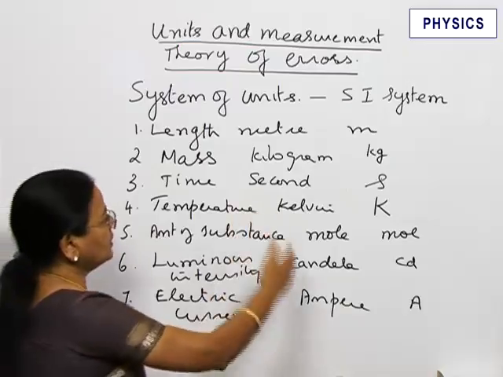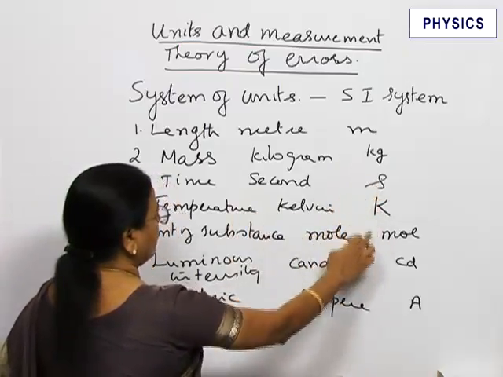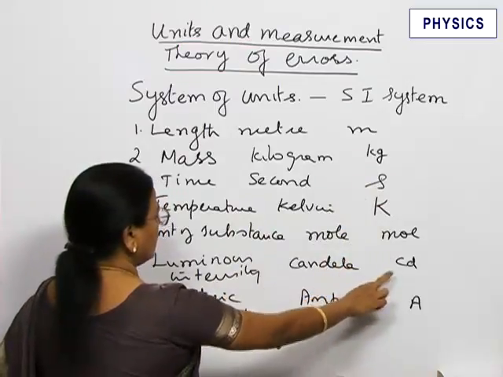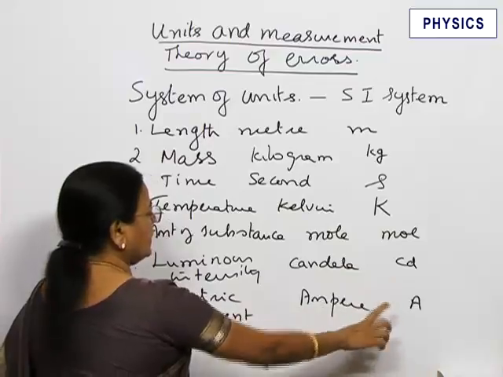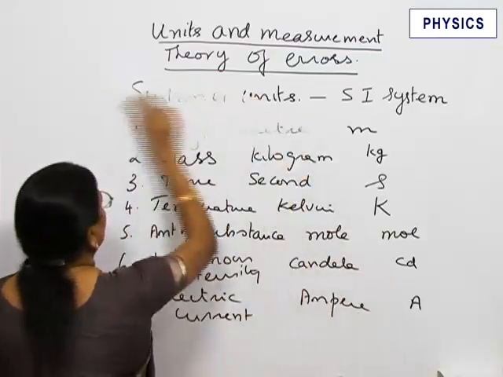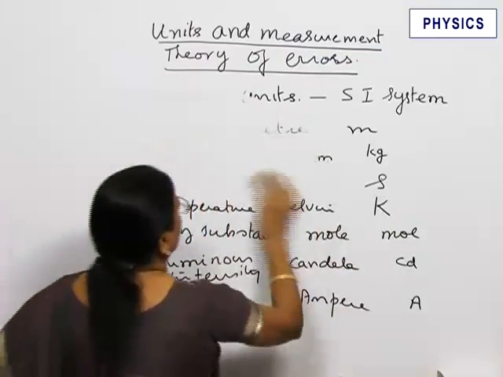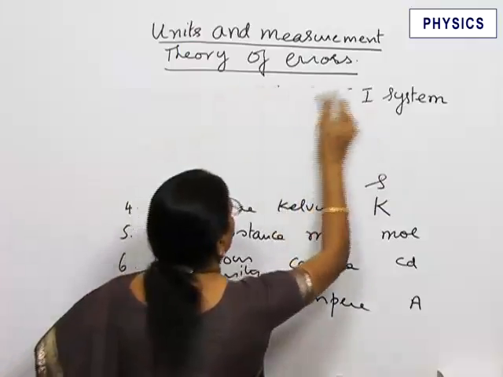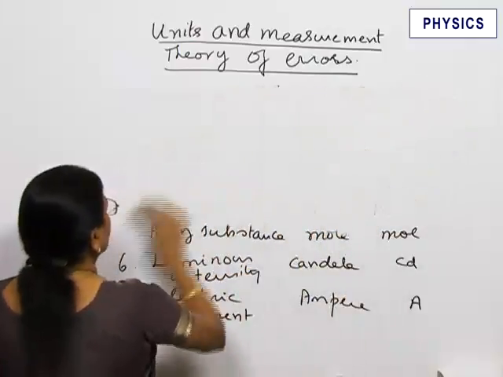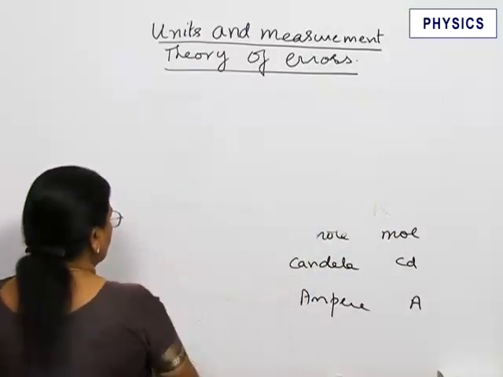The respective units are: meter, kilogram, second, temperature in Kelvin, amount of substance in mole, luminous intensity in candela, electric current in ampere. In addition to this, we have 2 supplementary units, that is the plane angle radian and solid angle steradian. Any physical quantity has to be expressed in terms of these units of the fundamental quantity.